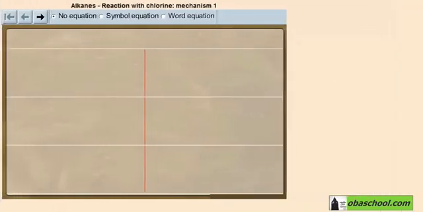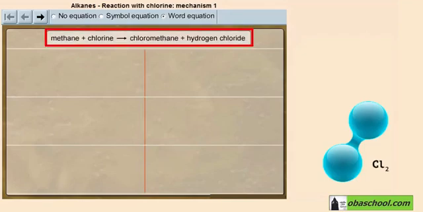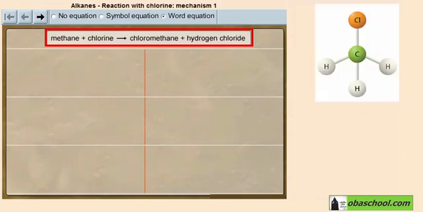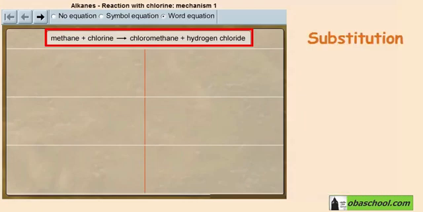In this animation, we will examine the reaction of alkanes with chlorine. An alkane, for example, methane, and a halogen, for example, chlorine, react to produce chloromethane and hydrogen chloride. This is called a substitution reaction since one hydrogen atom of methane is replaced by a chlorine atom.